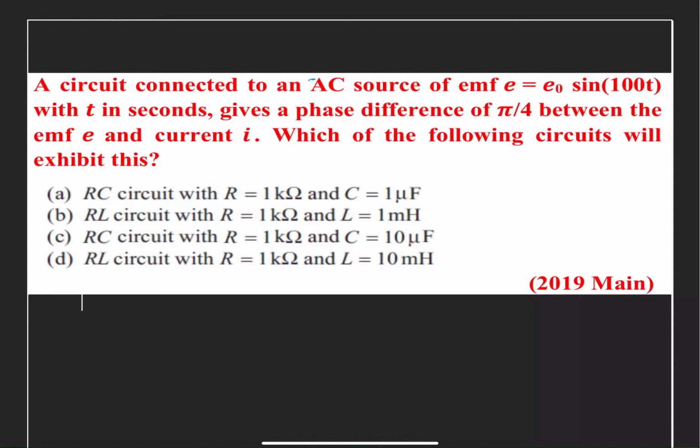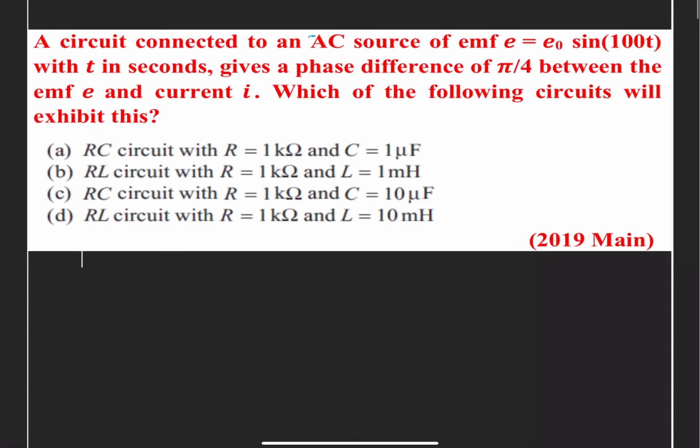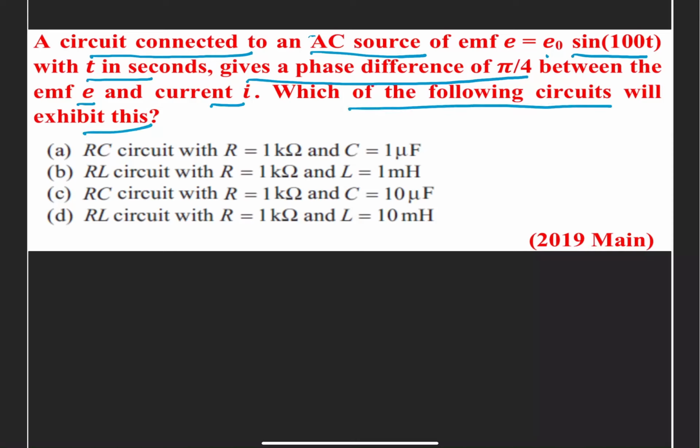Hello friends, today we are going to solve some 2019 Mains questions. In the first question, it is given that a circuit connected to an AC source of EMF E0 sin 100t, with t in seconds, gives a phase difference of pi by 4 between the EMF E and the current I. Which of the following circuits exhibit this?